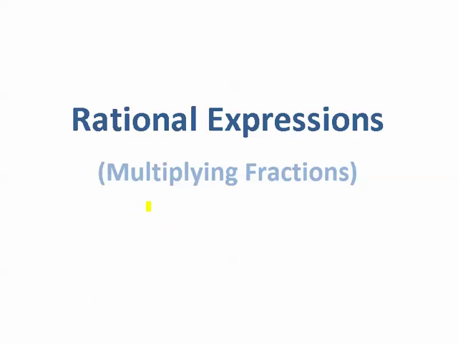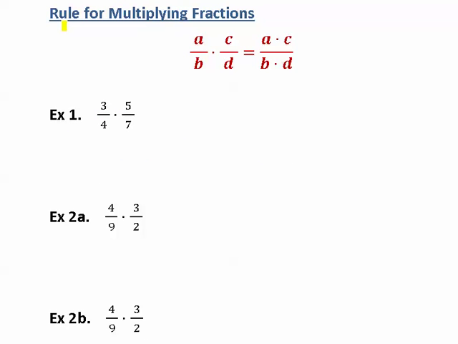All right, now we're going to take a look at multiplying fractions. So let's take a look at the rule first, followed by some examples. All right, so the rule for multiplying fractions is simply to multiply across the top and across the bottom. So we have 3/4 times 5/7.